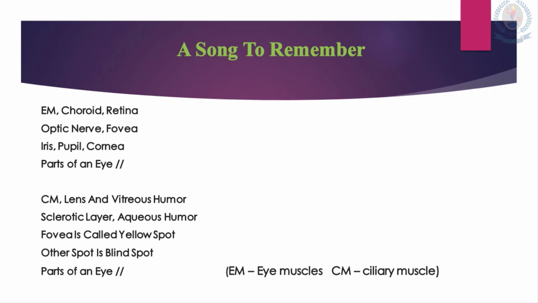Choroid, retina, optic nerve, fovea, iris, pupil, cornea, parts of an eye, parts of an eye. Lens and vitreous humor, sclerotic layer, aqueous humor. Fovea is called yellow spot, other spot is blind spot. Parts of an eye, parts of an eye.